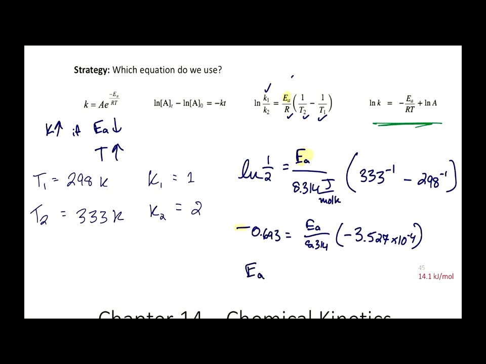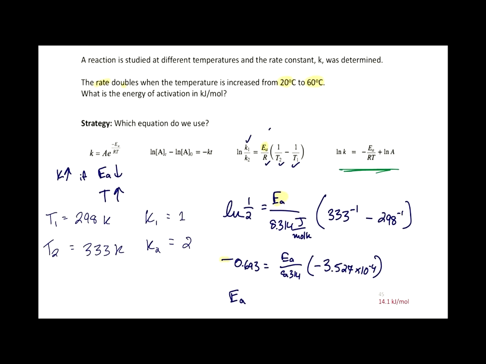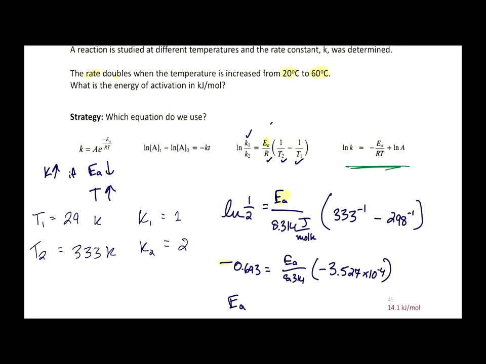Oh, wait. Did I do this right? Oh, 298. No, sorry. This isn't 298. This is 293. No one corrected me. Were you thinking that in your head? Yeah, this is 293, that's what I get for doing it in my head. 20 degrees plus 273 is 293, not 298. My answer was a little bit off from my key. So this is 293 to the negative 1.